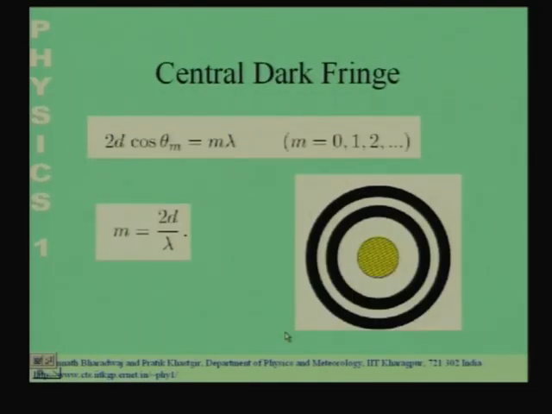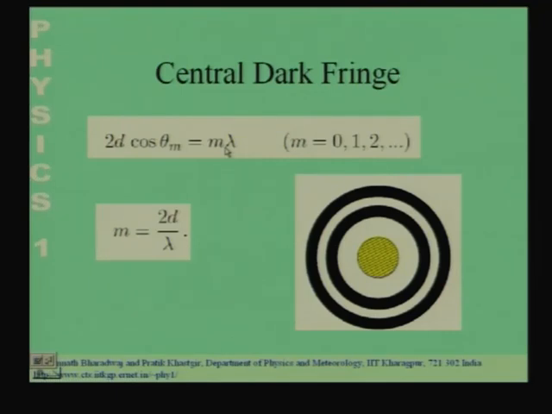Now, let us ask the question, what is the condition if you wish to have a dark fringe at the center? This is the condition for a dark fringe in the first place. The center corresponds to theta equal to 0. So, if you wish to have a dark fringe at the center, the condition is 2d should be equal to m lambda. So, twice the difference in the arm lengths should be an integer multiple of the wavelength of the light that you are using for doing the experiment. That is the first thing.